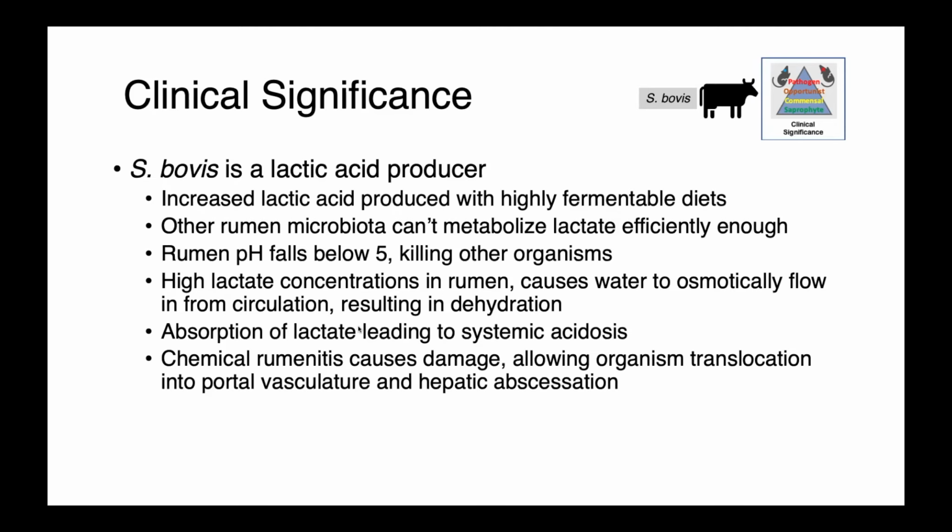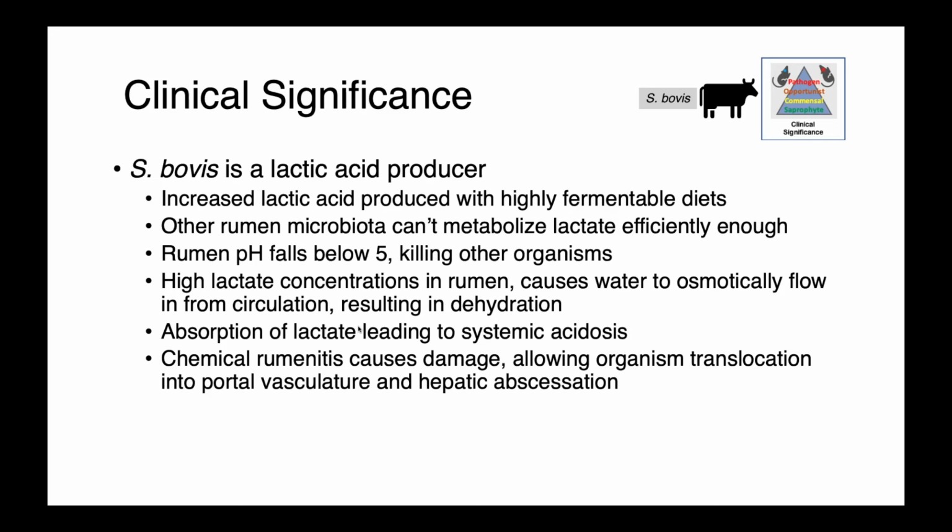The pathogenesis of grain overload is a great model disease for bringing together anatomy, physiology, cell biology, microbiology, and biochemistry. Streptococcus bovis is a lactic acid producer, and we see increased production of lactic acid when cattle eat highly fermentable diets. Now, what happens when cattle get too much of this highly fermentable diet is that the other organisms within the rumen microbiota can't metabolize that lactate efficiently enough to keep its level within homeostatic parameters.